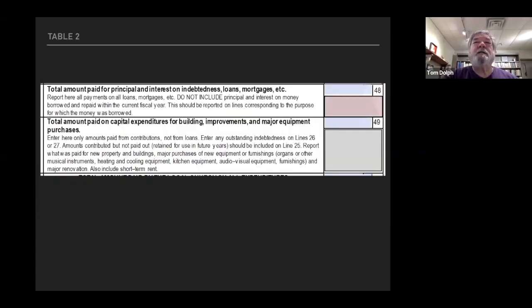Line 48, you will have to enter. This will be taken from your records, whatever you paid on your indebtedness throughout the course of the year. This does not include things that occurred within the single year. For example, if you took out a loan and paid it back in the same year, that would not show up on this line.